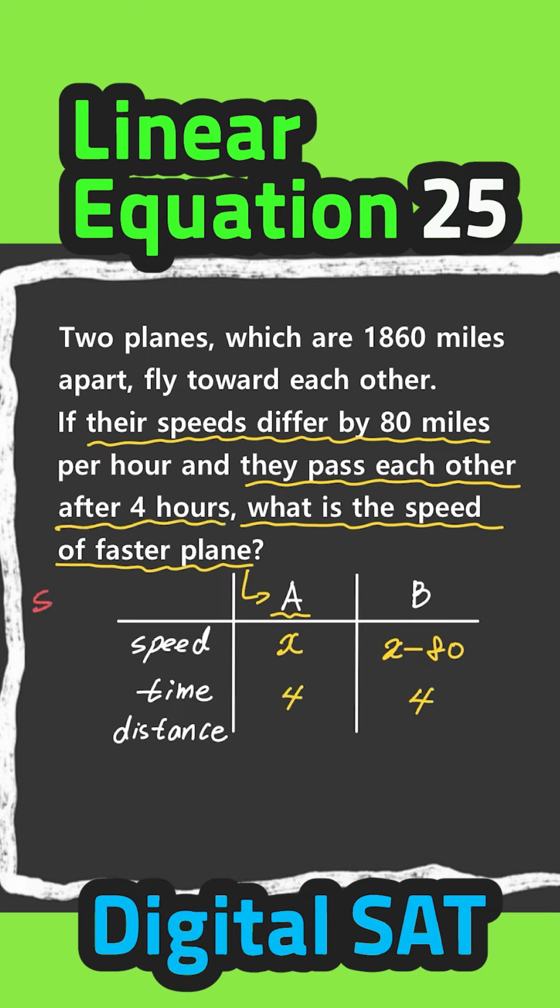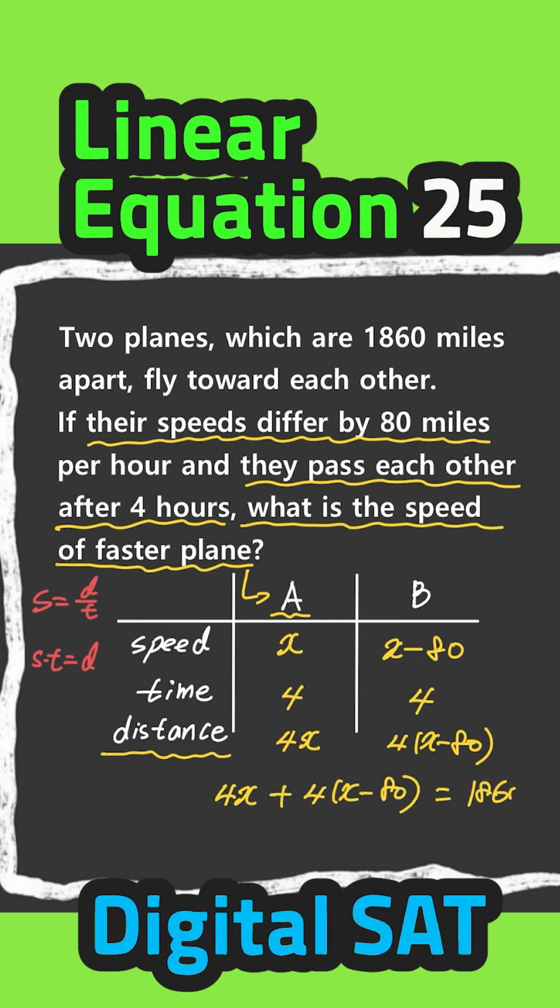Now, since speed is distance over time, we know that distance is speed times time. So the distances are 4x and 4 times (x minus 80). And the sum of the distances the two planes travel will be 1860. And if we solve this equation, we have x equal to 272.5.